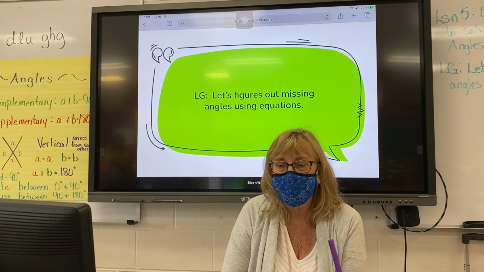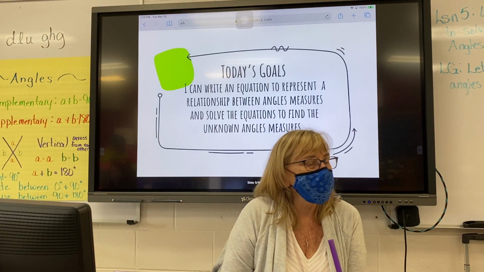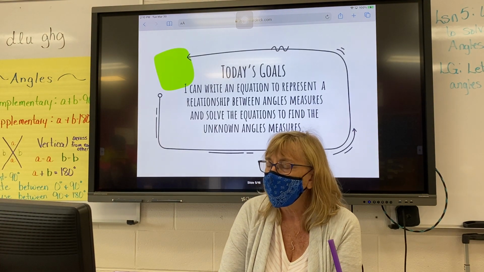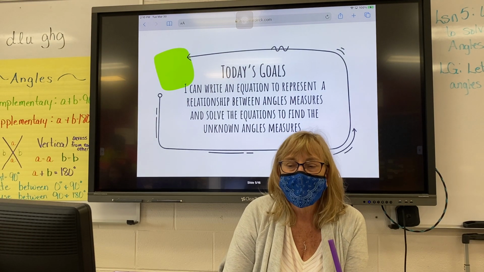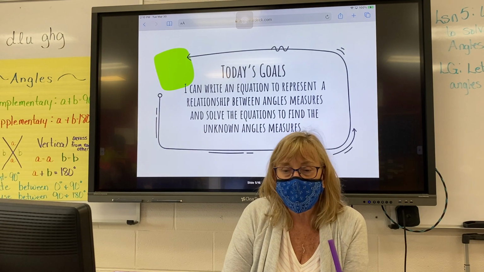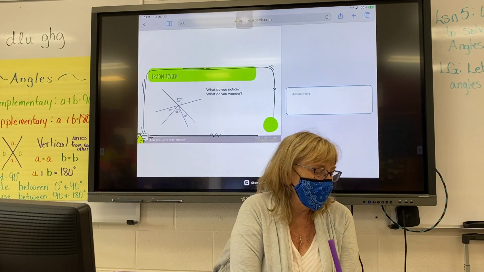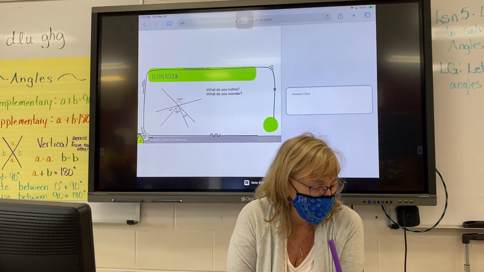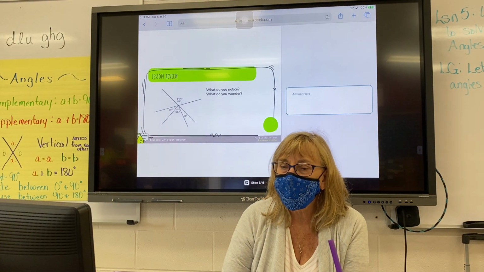Now we're going to expand on that a little bit today. So by the end of class, you should be able to write an equation to represent a relationship between the angles and solve the equations to find the unknown angle measures. All right? So we're going to start with a notice and wonder. What do you notice? What do you wonder? Go.